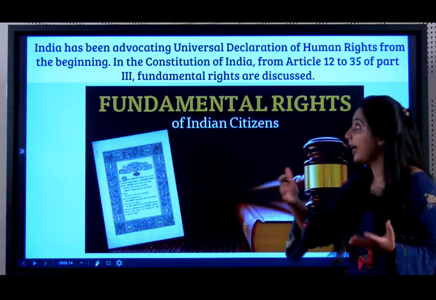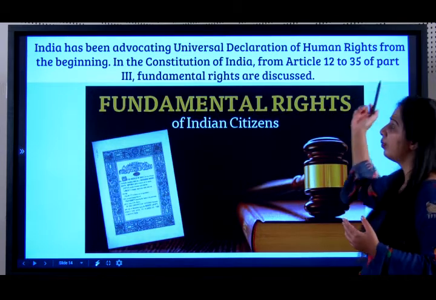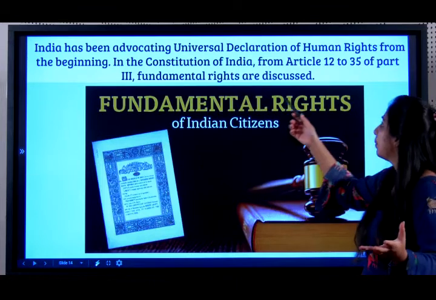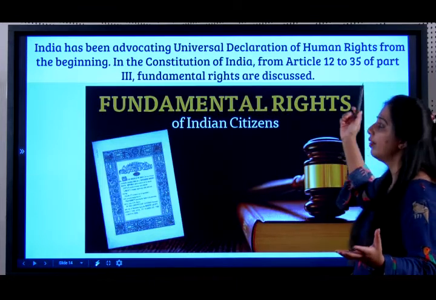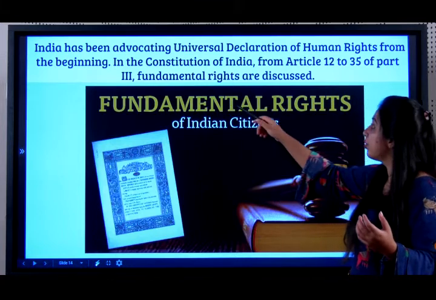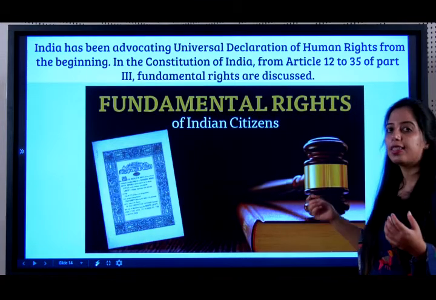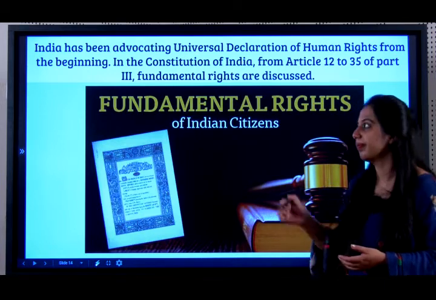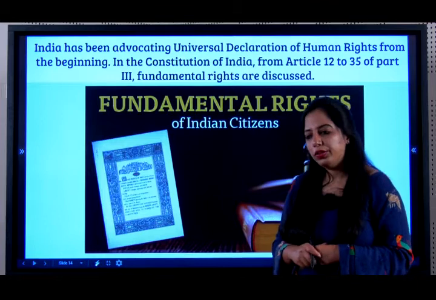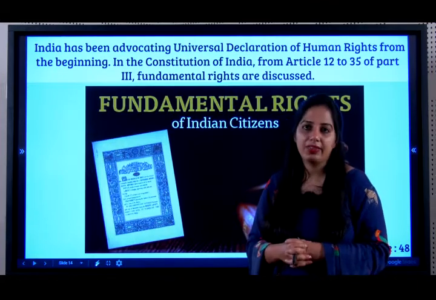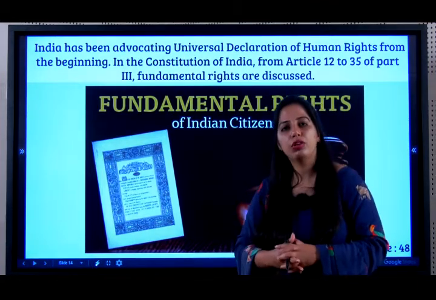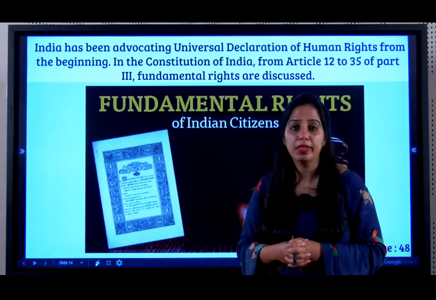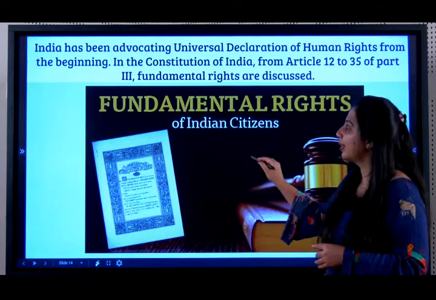India has been advocating the Universal Declaration of Human Rights from the very beginning. In the Constitution of India as well, from Article 12 to 35, Part 3 of the Constitution, fundamental rights are discussed, which are very similar to the Human Rights Declaration. So students, do you think apart from having a part in the Constitution called fundamental rights, has India done anything to solve the problem of human rights? Let us look at it.